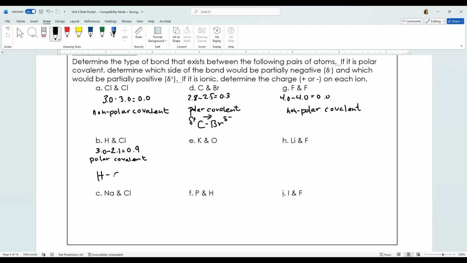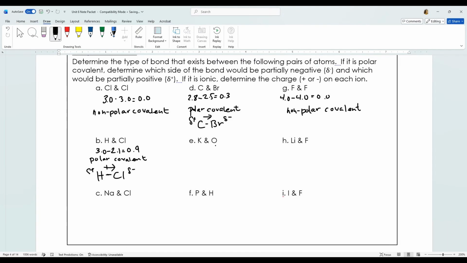So if I were to draw just a little bond between them, and I could draw this line to represent that they're sharing, because this chlorine has the higher electronegativity value of 3, I would show the delta negative sign next to chlorine because chlorine's pulling electrons in that direction, whereas hydrogen's going to be missing those, so it would have a partial positive charge.